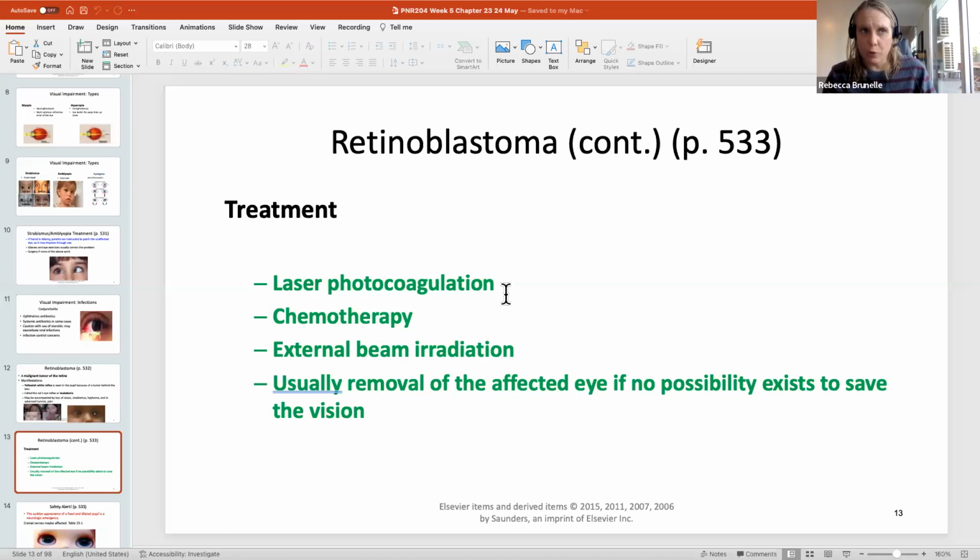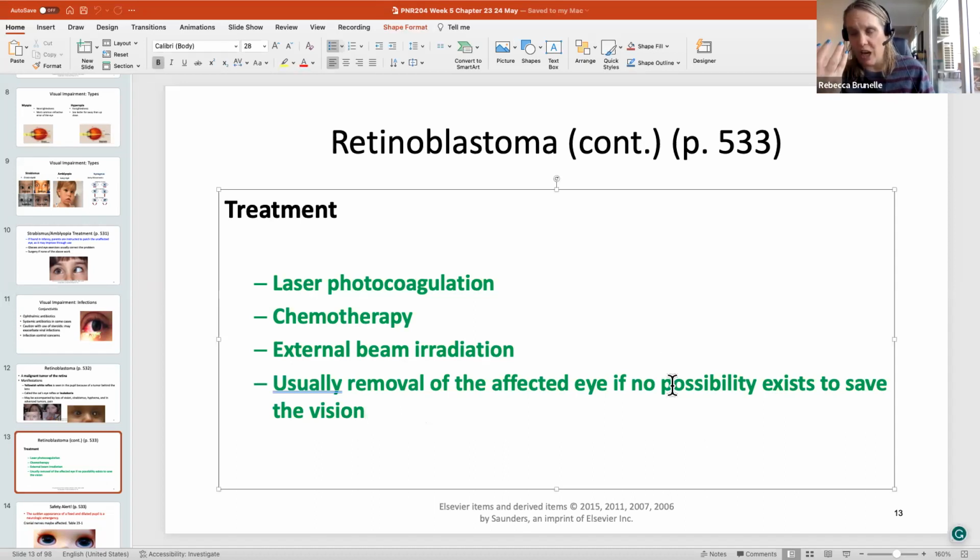So it's usually treatable. Laser coagulation, photocoagulation, and chemotherapy. And usually they can cure the cancer. The worst case scenario is that they have to actually remove the eye, in which case the kid would then have a prosthetic eye on that side.